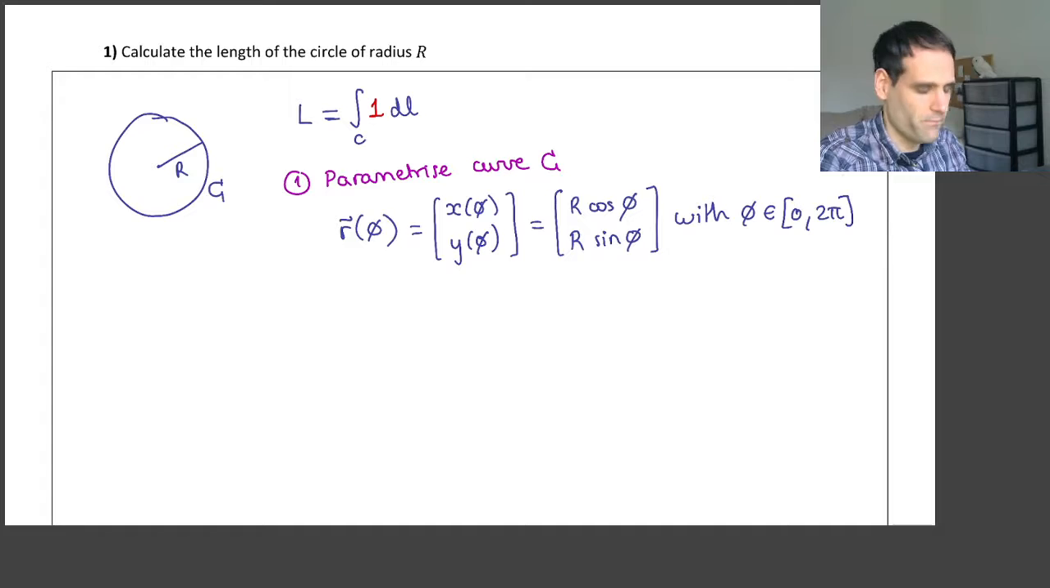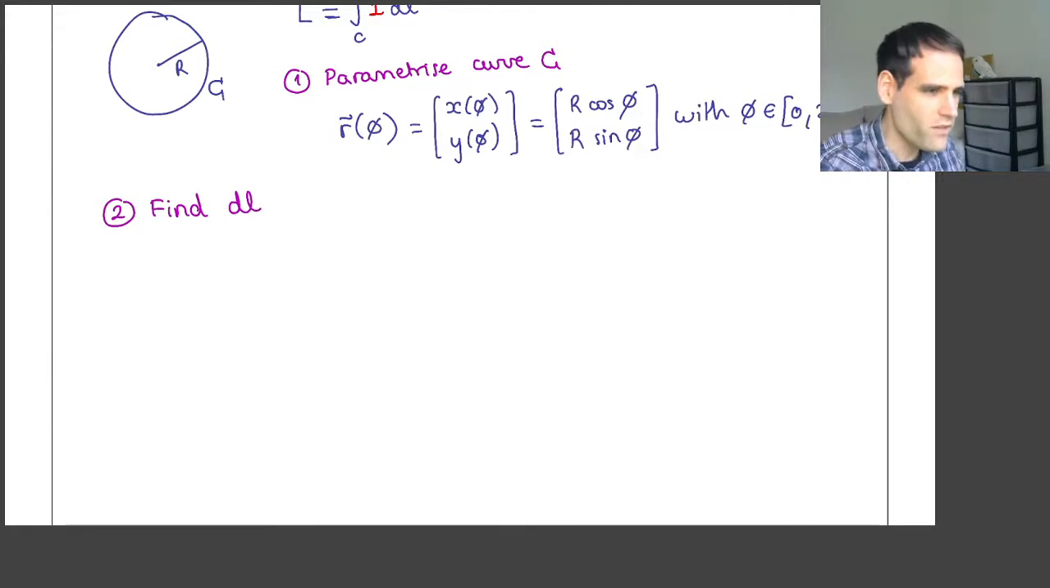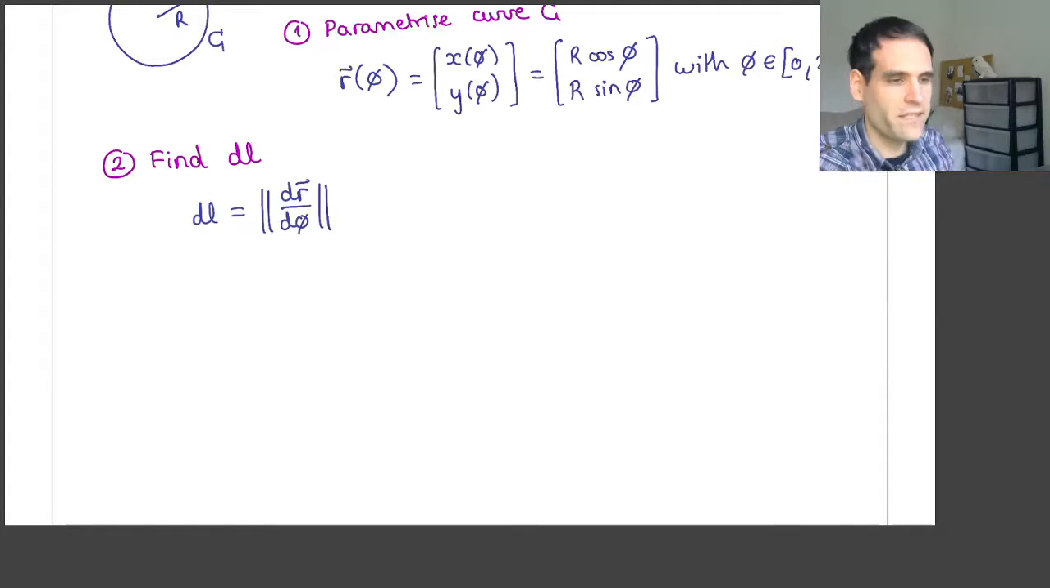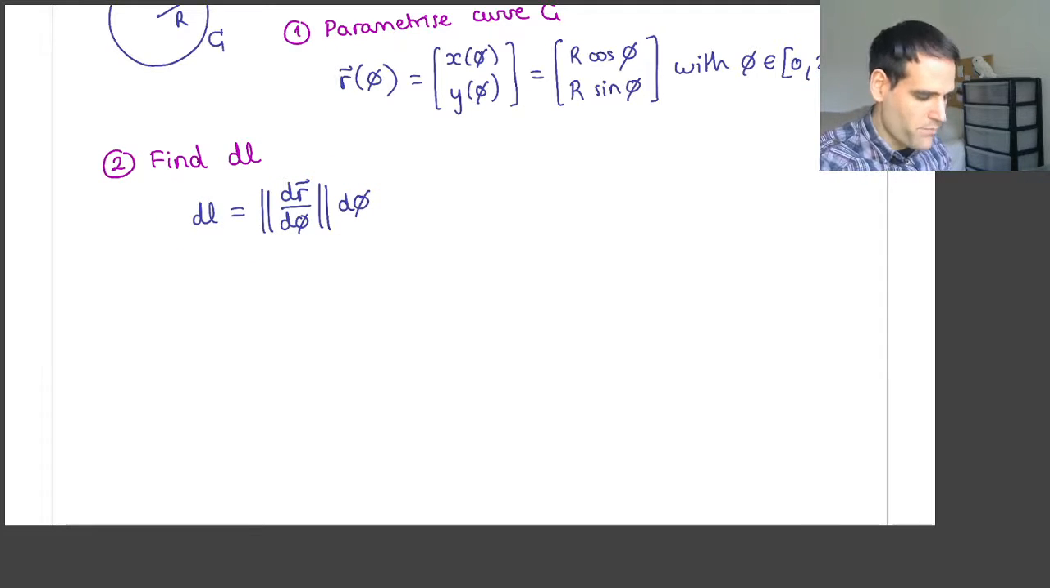So that's step 1. Step 2 is to find dl. Okay, so how do we find dl? One way to find dl is to use the recipe. So this is dr over d phi, the norm of the tangent vector, multiplied by the differential of the parameter. Okay, remember this is the recipe to find dl.